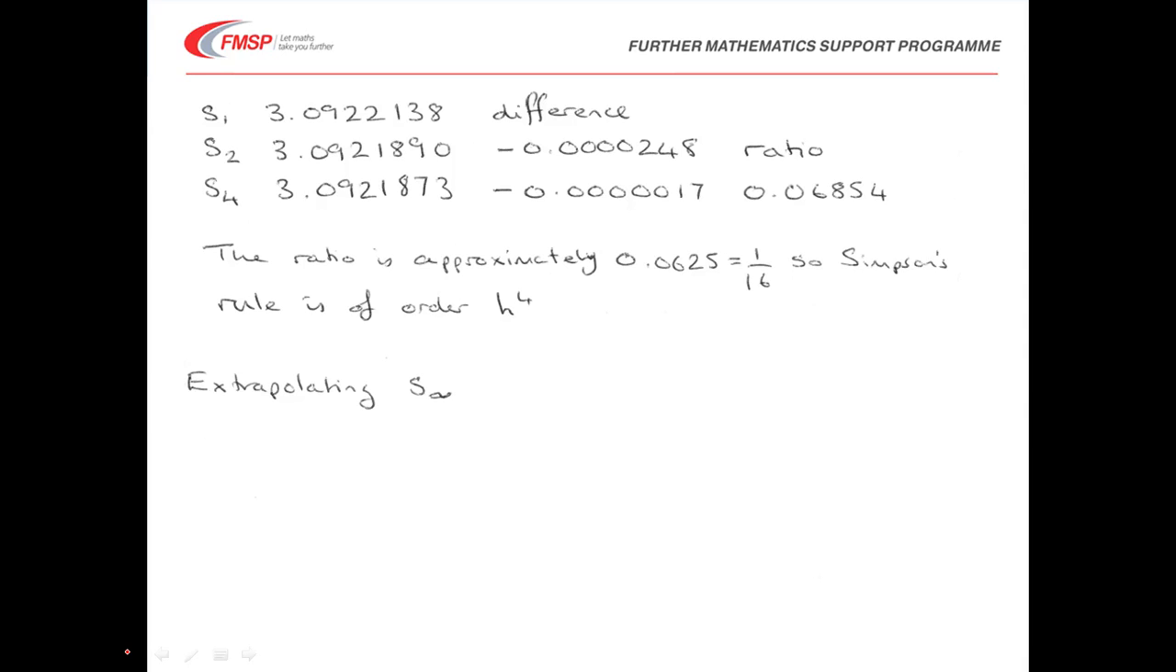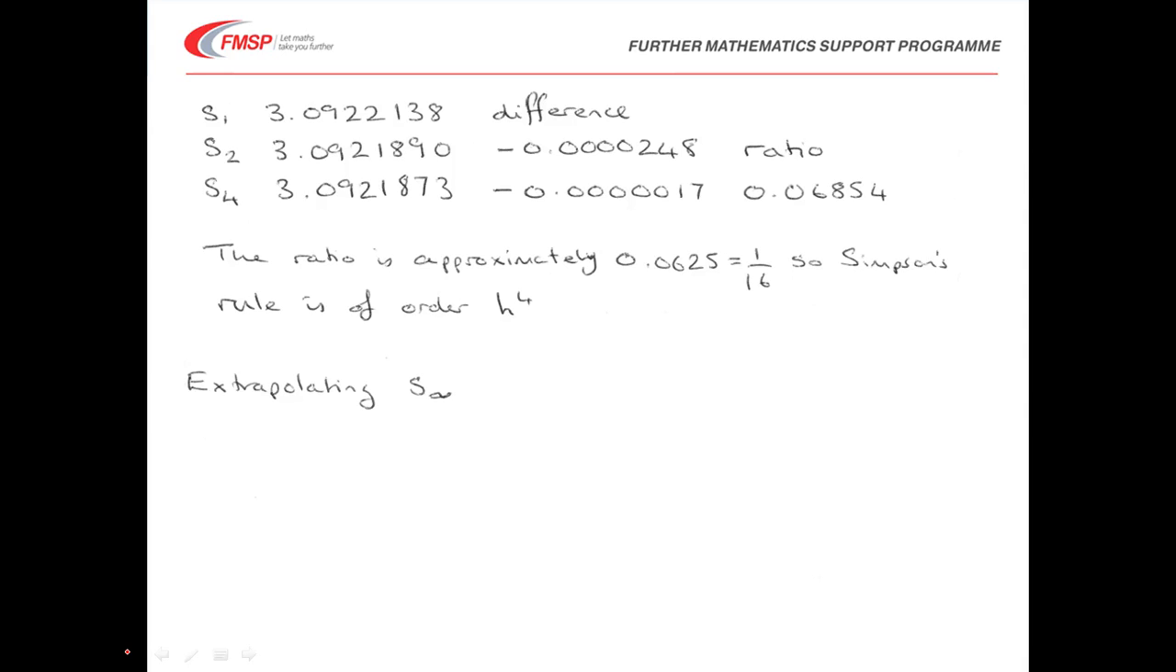What we've on the whole been doing is just looking at our values for S, looking at the last two, and seeing if they round to the same thing. So they both round to 3.09219, for example, and then you look at the difference and say, well, if that's then divided by 16, it doesn't affect it. I'm going to show you an alternative way of getting the marks, which is extrapolating.